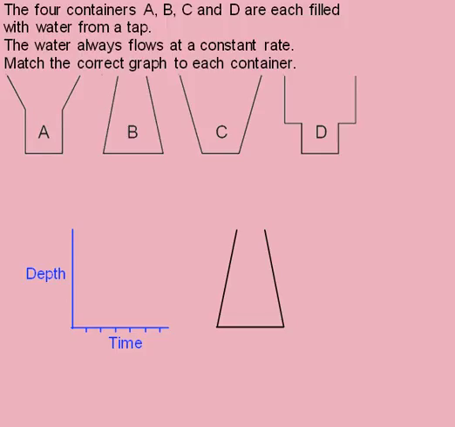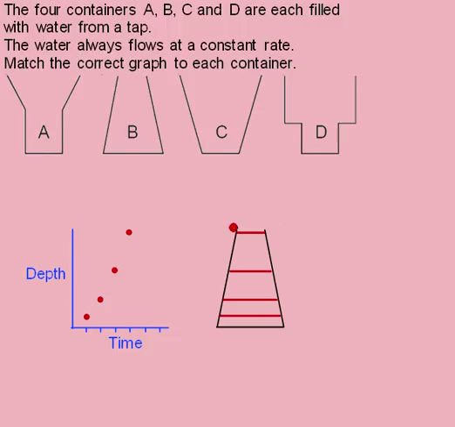Here's the third type of container. After 1 second, the water level could be here. After 2 seconds, the added depth has increased because the container has got narrower. That's here. After 3 seconds, the added depth has increased again because the container's got narrower still. That's plotted here.